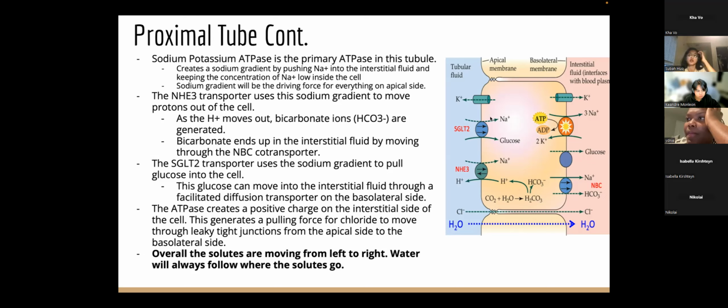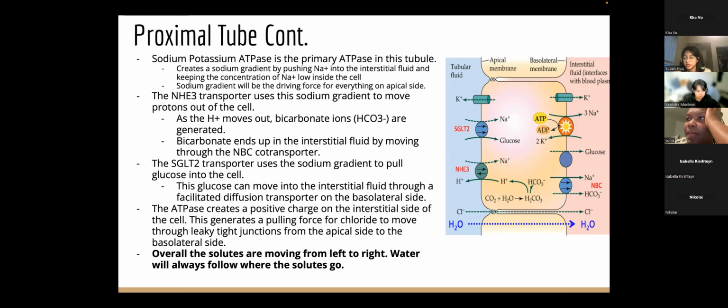And then the SGLT2 transporter, which is also on the apical membrane, is also using the sodium gradient to pump glucose into the cell. So both SGLT2 and NHE are bringing sodium into the cell because the concentration is low, and the concentration of sodium is kept low in the cell because of the sodium potassium pump. And then this glucose can leave the cell again on the basolateral side and go into the interstitial fluid. It uses a facilitated diffusion transporter here.